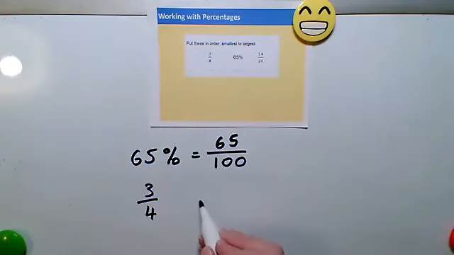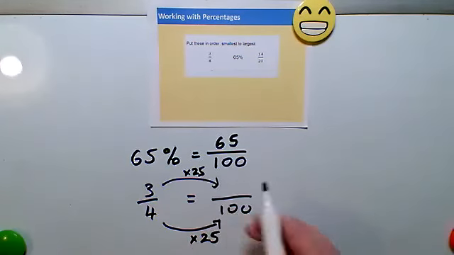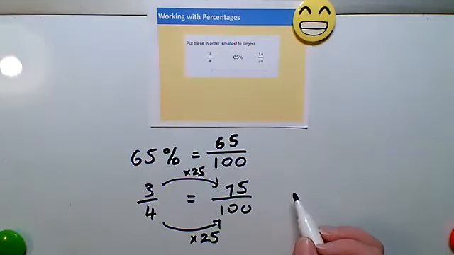Could I get 3/4 to be something over 100? Well, if I multiply the denominator by 25, I'd get 100. So I'll do the same to the top. 3 times 25 is 75 over 100. So already I can see that 3/4 is bigger than 65%.